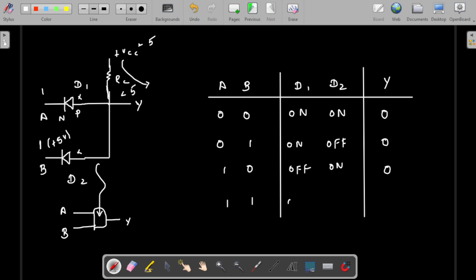So both the diodes will be off, but output Y will be 1 because of VCC. So this is how the internal structure of the AND gate will look like.